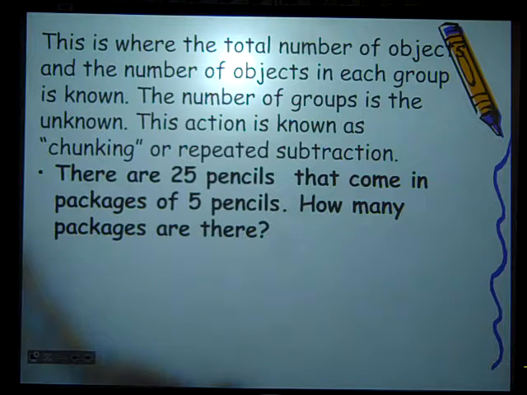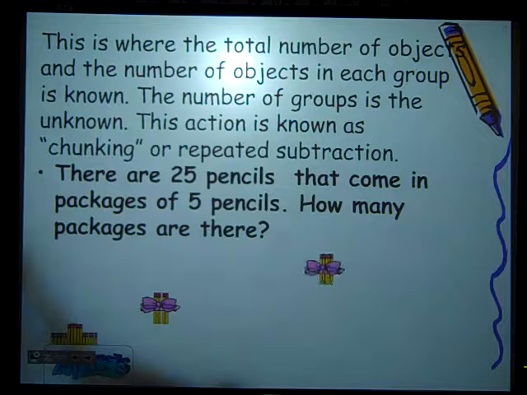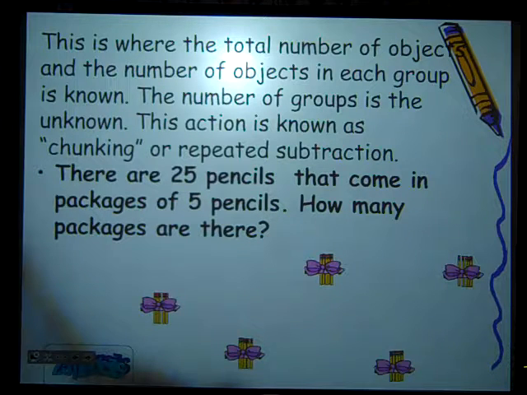So, there are 25 pencils that come in packages of 5 pencils. So what do I know? I know a total of 25 pencils. I know how many are in each package, right? Each group. What I don't know is how many groups I have. Okay? So there they are. I take a group of 5, put a bow on it. That's one group. Another 5, 2 groups. Another 5, 3 groups. Another 5, 4 groups. Another 5, 5 groups. So I took away groups of 5 and made how many groups? 5.